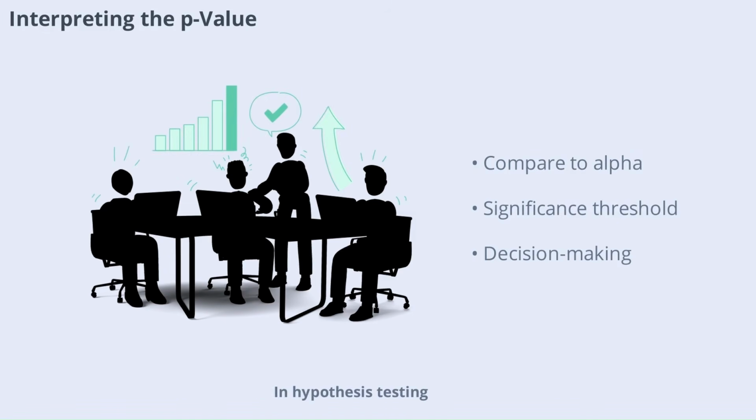In hypothesis testing, we compare the p-value to a predetermined significance level, usually 0.05. If the p-value is less than or equal to alpha, our results are considered statistically significant, and we have enough evidence to reject the null hypothesis. If the p-value is greater than alpha, the results are not statistically significant, and we fail to reject the null hypothesis. This comparison is at the heart of statistical decision-making.